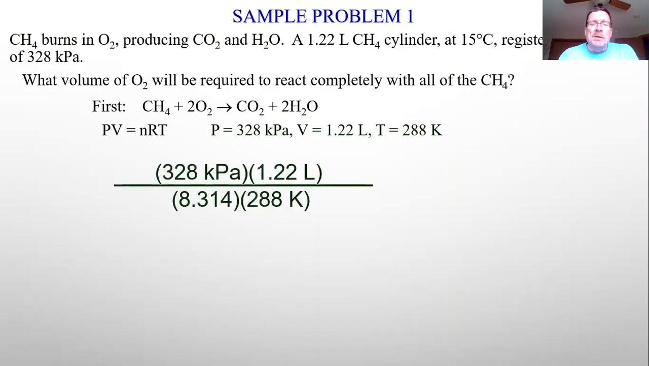Okay. So the first issue then is, and I've just rearranged this so that as we're looking for moles, if I rearrange the algebra, then it becomes PV over RT equals n. So here's our pressure of methane. Here's our volume of methane.